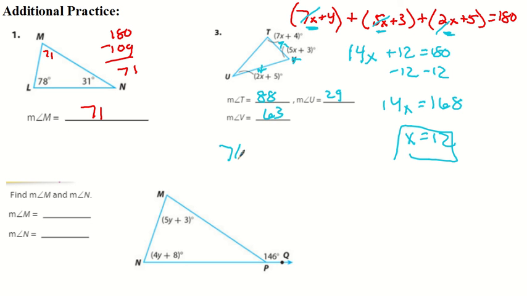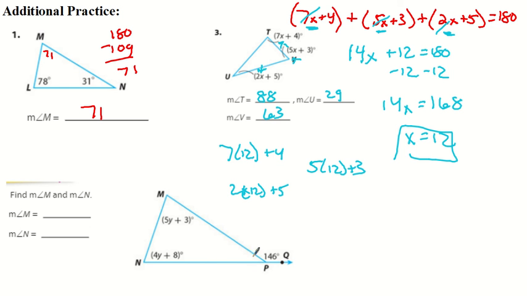So what I did is I took 12 and I plugged it in to all of these angles and then I solved. So 2 times 12 plus 5, and then I also did 5 times 12 plus 3. And that's how I got these values up here.